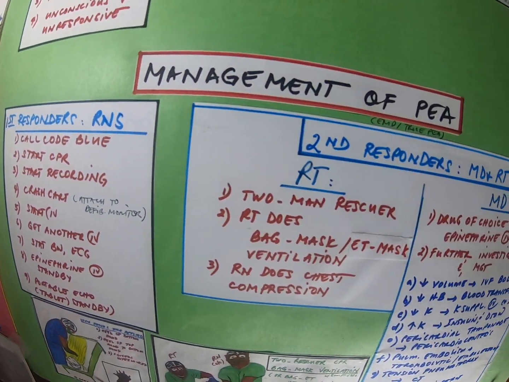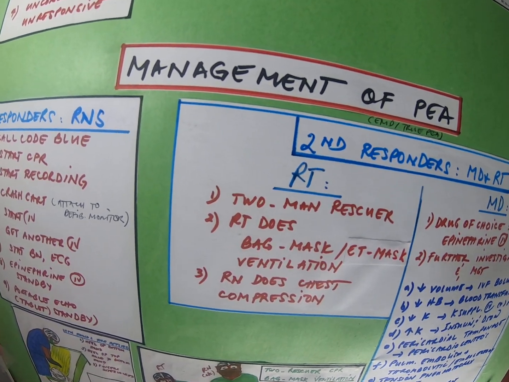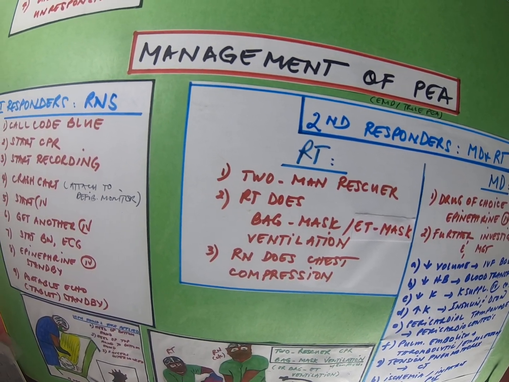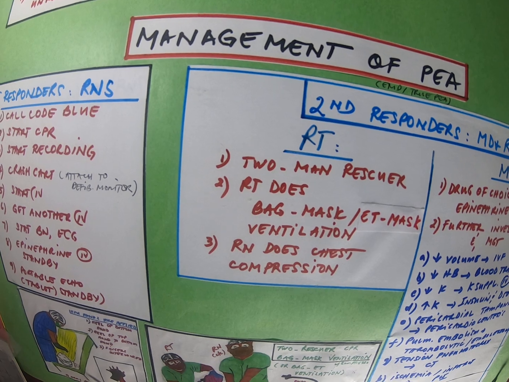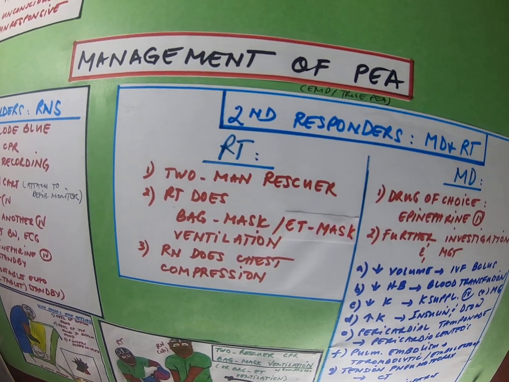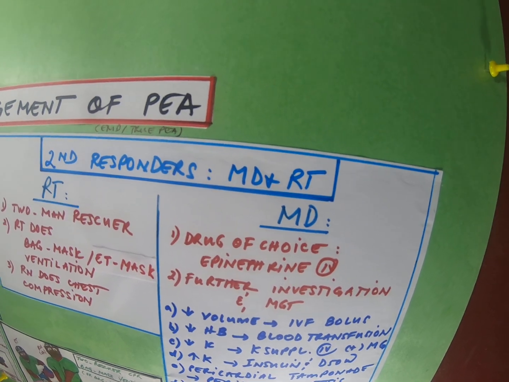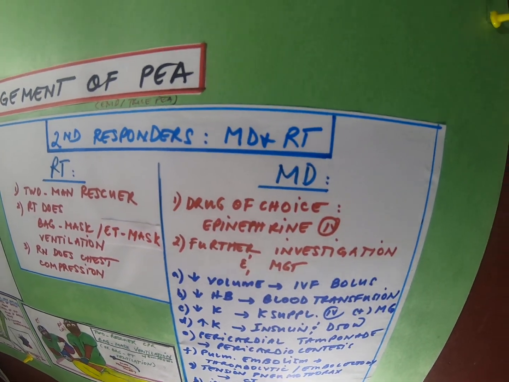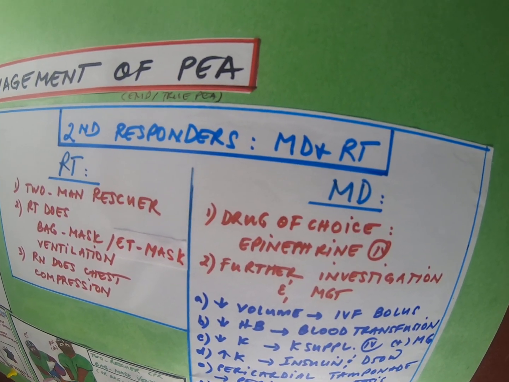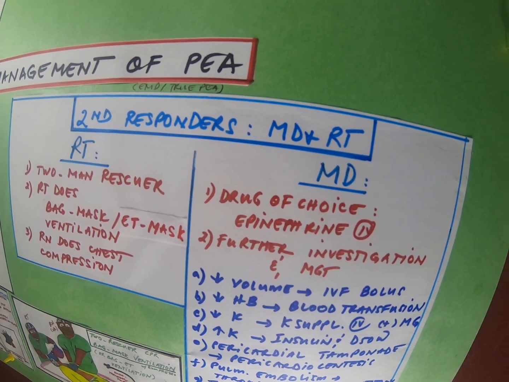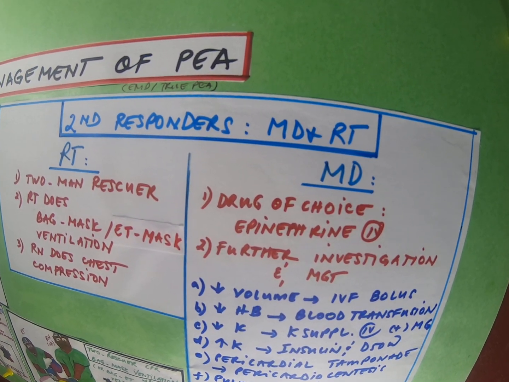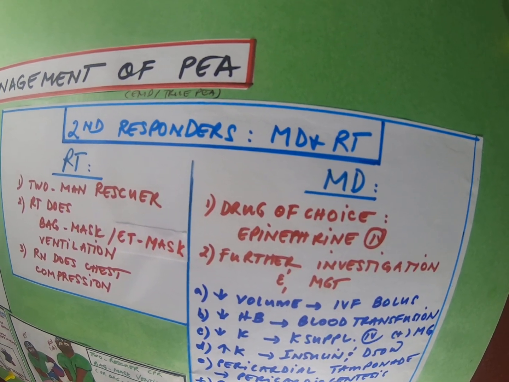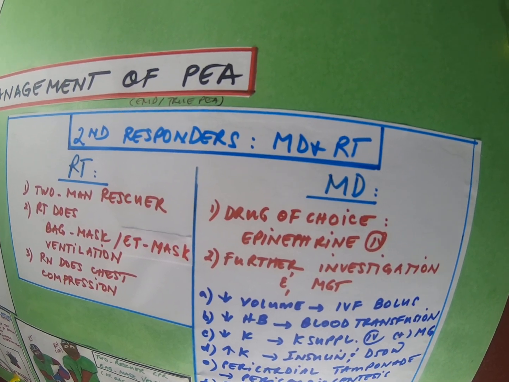upon arrival. When the RT and the doctor arrive, it becomes a two-person rescue. The RT will do the bag mask or ET mask ventilation, eventually maybe intubation to a ventilator, and the RN will do the chest compression. The doctor will surely be giving, 99% of the time, IV epinephrine. That is to create a good heart contraction and to increase the blood pressure, because epinephrine works as a chronotrope, affecting the heart muscle, and also on the alpha side of our blood vessels. So it vasoconstricts the blood vessels and increases the blood pressure.